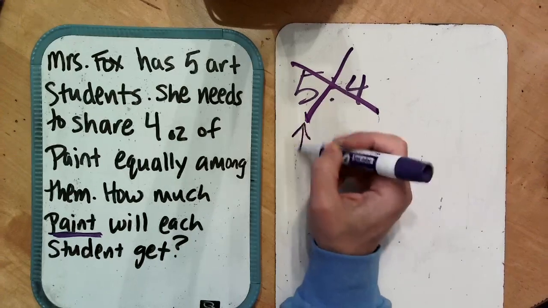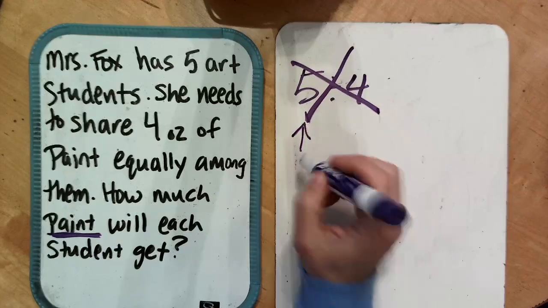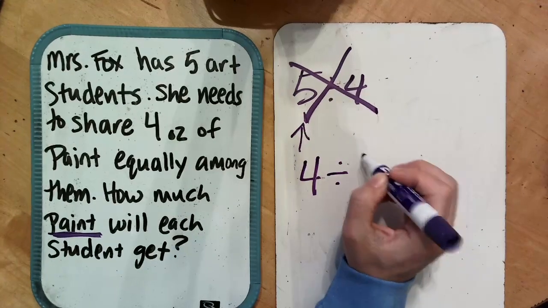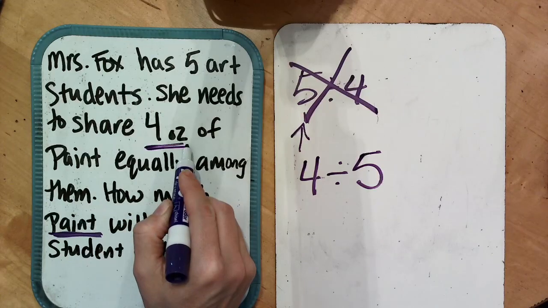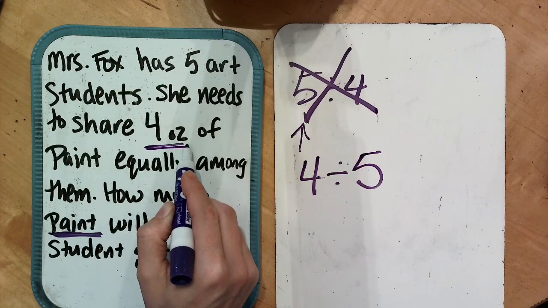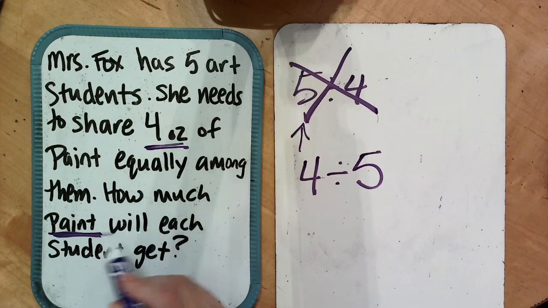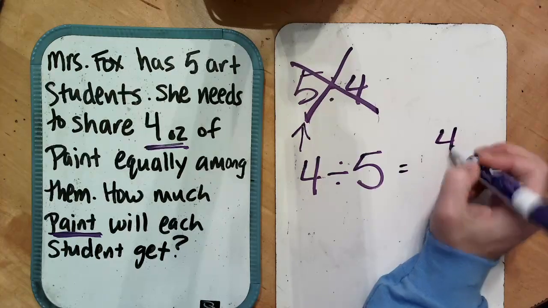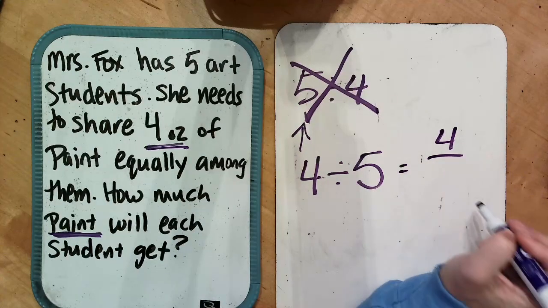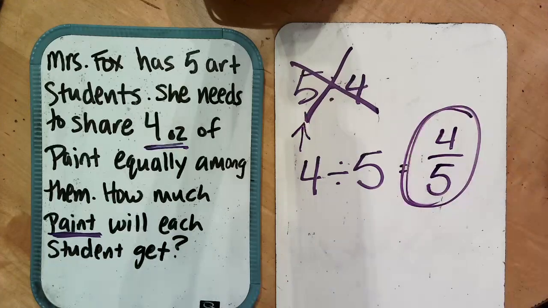I'm not, what I say, chopping up children. I'm not breaking up the 5. In this problem, I'm still breaking up 4 ounces of paint. So Ms. Fox has 5 art students. She needs to share 4 ounces of paint equally among them. How much paint will each student get? In this case, I'm still doing 4 is my total amount that I have. 5 is the number of slices that I have.